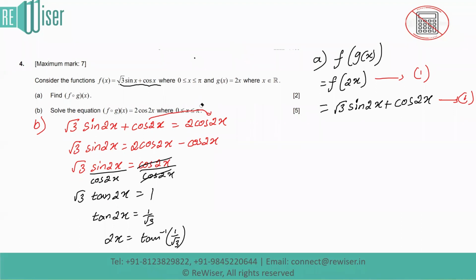But we should not write it as 30 degrees because they have said x is between 0 to pi. So we need to write it in terms of pi, which means in terms of radians. So 30 degrees in radians would be pi over 6, the first possible answer. Now, this is not the only answer. If you do only this, you will not get the complete marks. There could also be more than one answer.